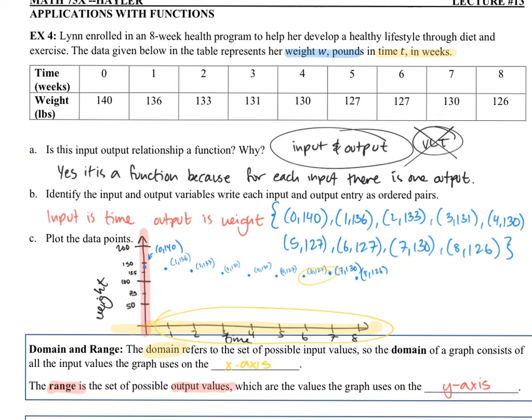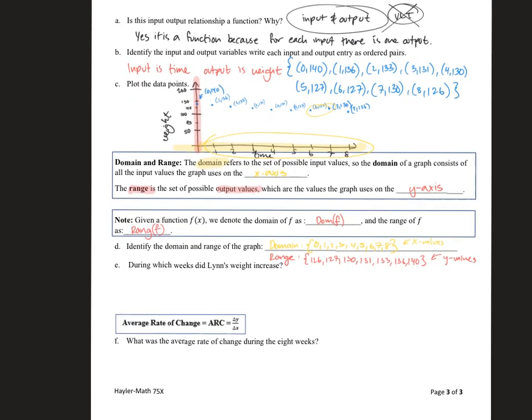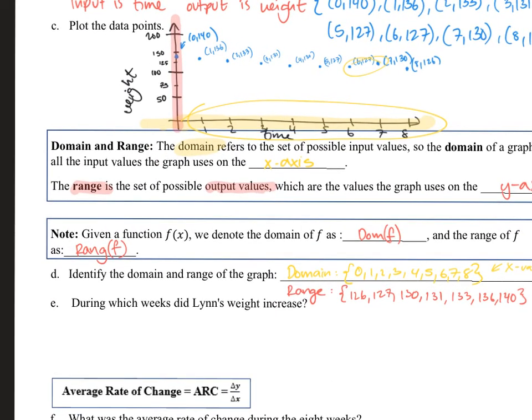She gained again. Because notice all these dots here were going downwards, and that plateaued right there, but then all of a sudden it popped back up. So she gained weight. So she gained weight between week 6 and 7. So she gained during, or you could say between, week 6 and 7.